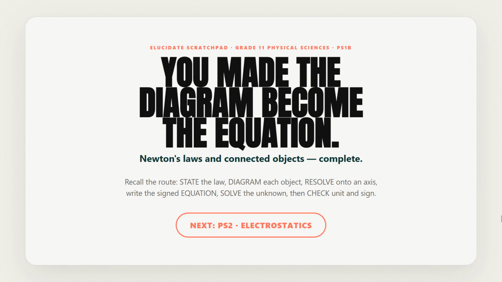That completes the PS1B lesson on Newton's laws and connected objects. You have seen each question answered and explained line by line in the memorandum style, and you can see exactly how a verified free body diagram becomes a sine Newton law equation. Practice this method again to build fluency, complete the interactive Scratchpad, and then attempt the examination level exit ticket. When you are ready, move on to the next lesson in the course.